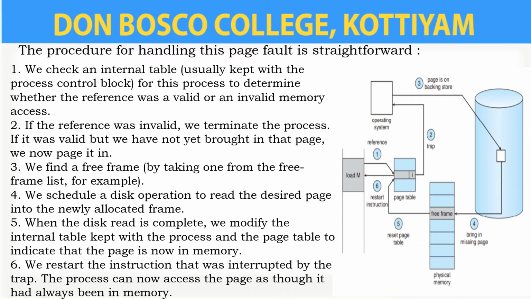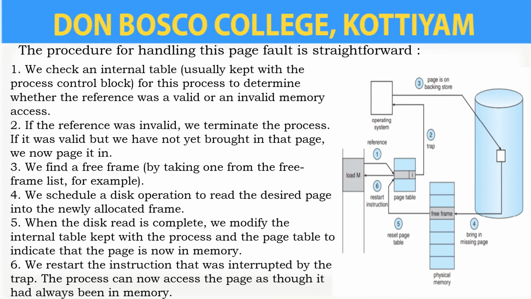That is, when the bit is indicated as invalid, it will generate a page fault. The different steps to overcome that page fault have now been mentioned. So it is very simple. If we explain using a diagram, when we want to execute an instruction, that is load M, first we'll be checking the page table, whether it is valid or invalid. That is the first step.